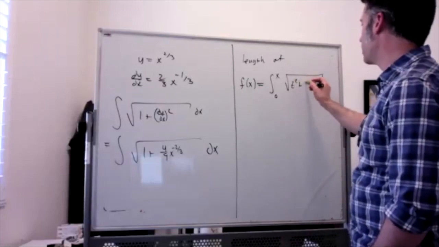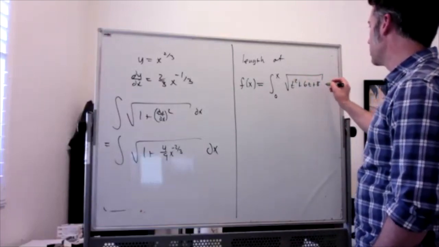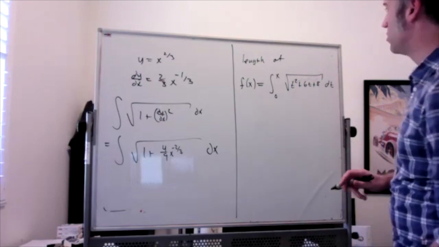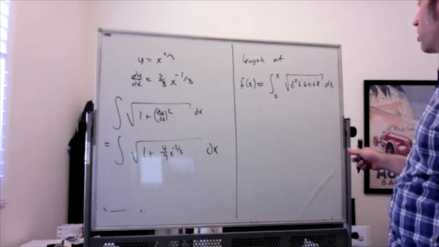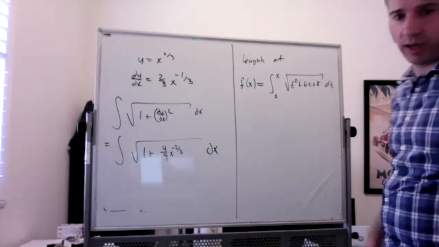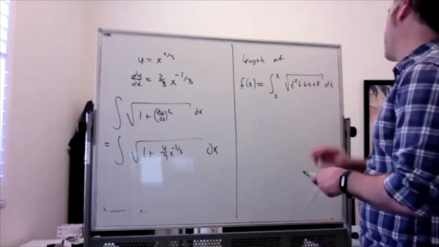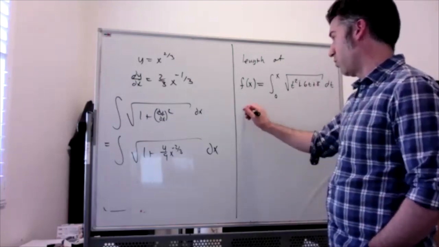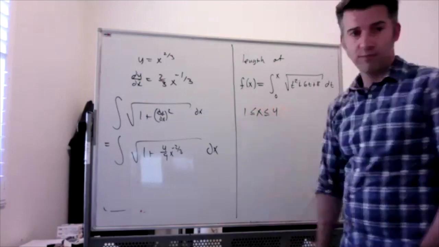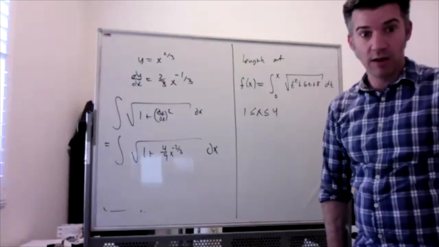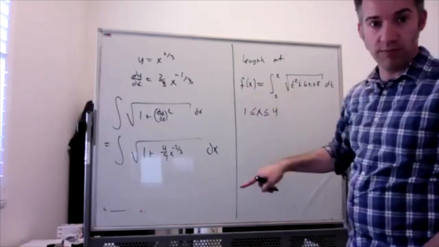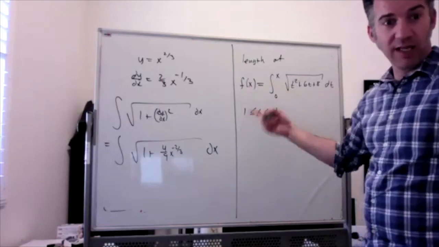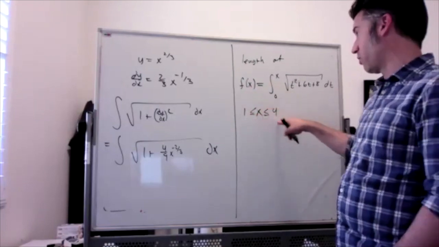t squared plus 6t plus 8. Let me just do a quick check to make sure this is going to work. Yeah, that should work out. Okay, so where x is between, let's say, 1 and 4, this is my function. I want to find the length of this from x going from 1 to 4.